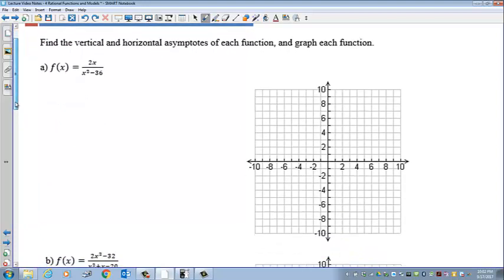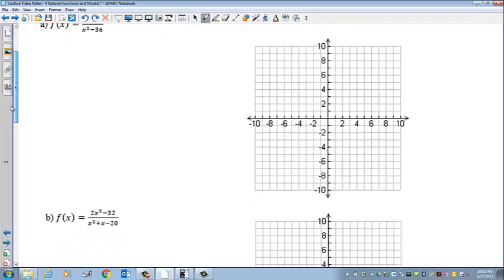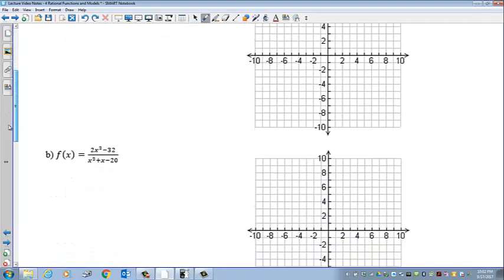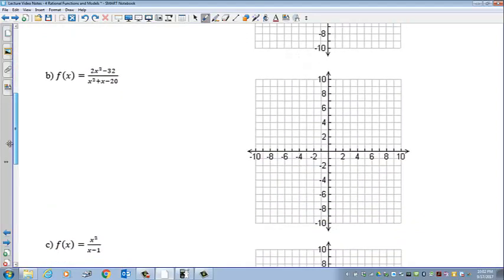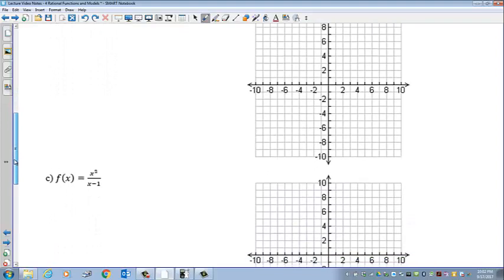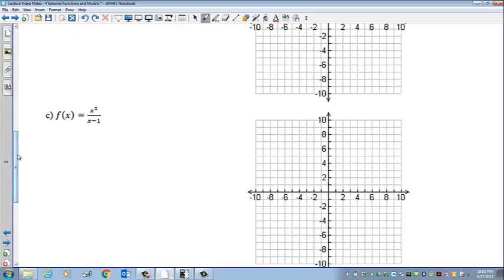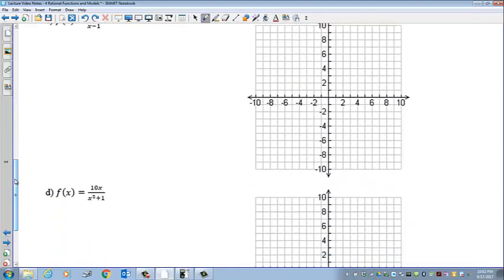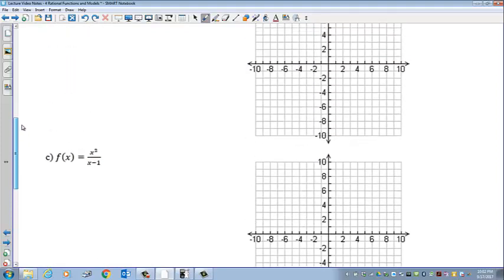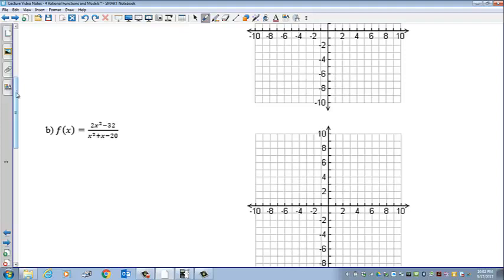So I have this first example, 2x over x squared minus 36. And this next example, 2x squared minus 32 divided by x squared plus x minus 20. This third example, x squared over x minus 1. And then finally we have this fourth example, 10x over x squared plus 1. Each example shows us something a little different that can happen each time. So there's a sort of a purpose behind each of these.